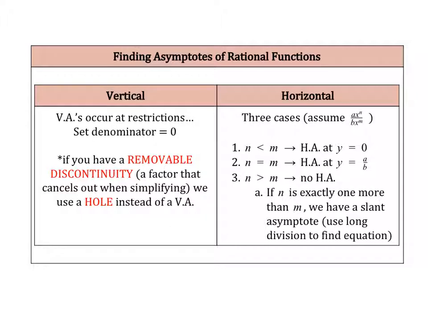However, there is one exception to this. Well, it's a more specific case. If n is exactly 1 more than m. So if the degree on the top is 3 and the degree on the bottom is 2, then we are going to have what's called a slant asymptote. Okay, so it's not a horizontal asymptote, but it is an asymptote that we can define, and we can make the equation of this using long division, which we'll talk about briefly today and revisit later on in this chapter.